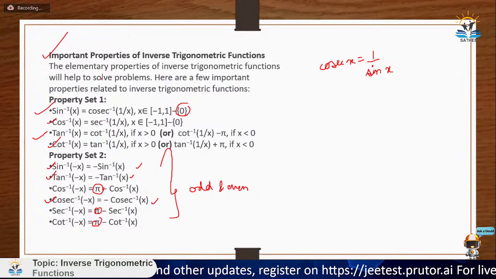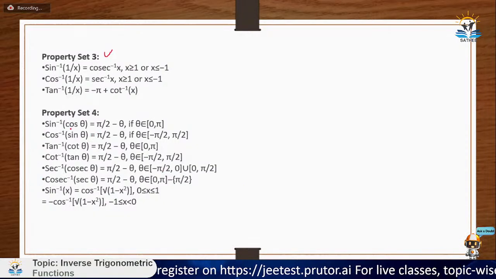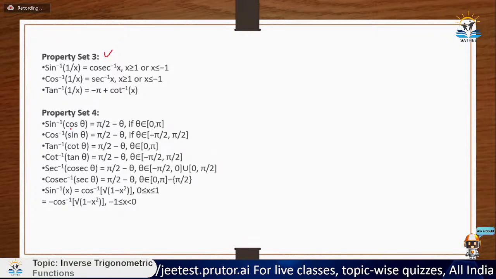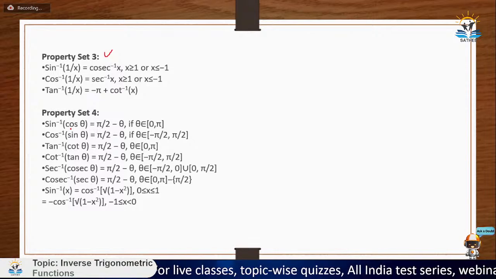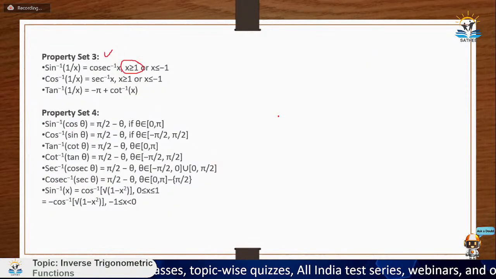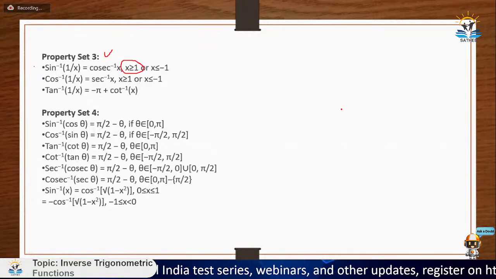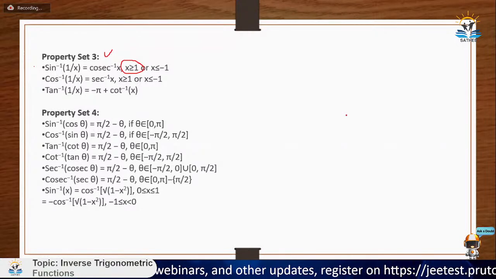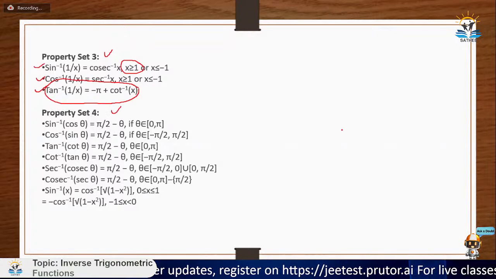So moving ahead to property set 4, sine inverse cos theta is pi by 2 minus theta. Why this property came, let me tell you. Cos theta is nothing but sine of pi by 2 minus theta. Okay. So I have just used it here. So sine inverse and sine will cancel out, and you will be remaining with pi by 2 minus theta. That's why. Similarly for cos inverse, tan inverse, all will be done the same way.